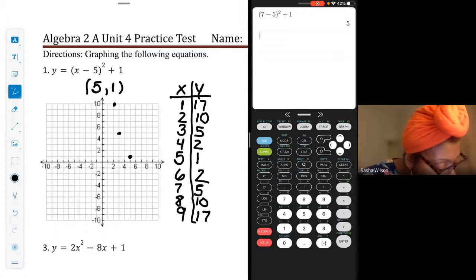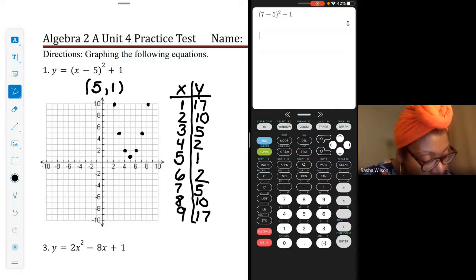So I'm going to do 3, 5, 4, 2, 6, 2, 7, 5, and 8, 10. That gives me enough points where I can successfully draw my parabola. And don't forget to do arrows.